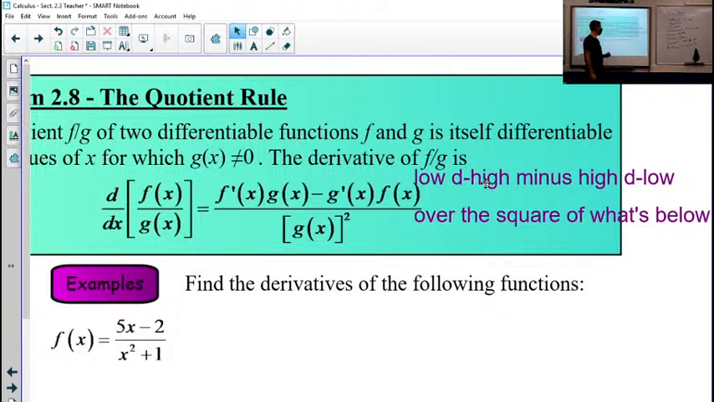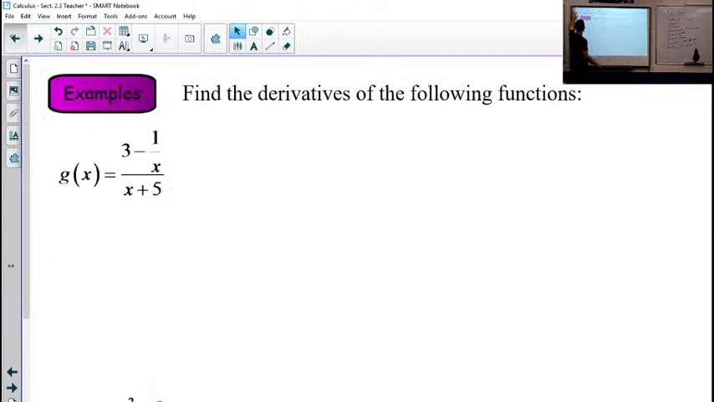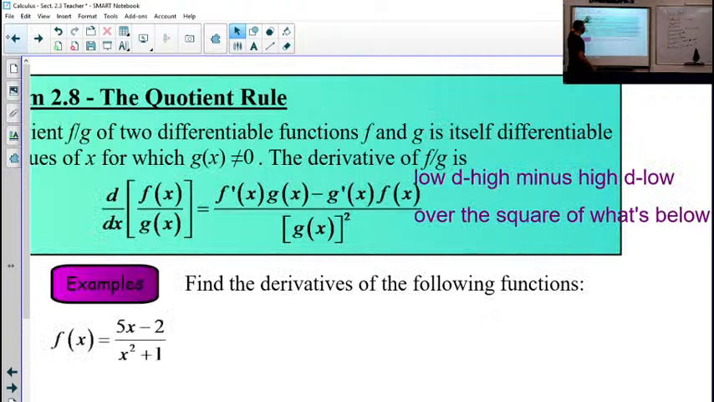This is the quotient rule. If you want to see the proof, it's somewhere. I'll show it in the, let me make a note to show that tomorrow. Proof of quotient rule.